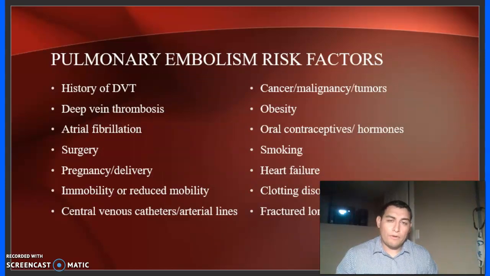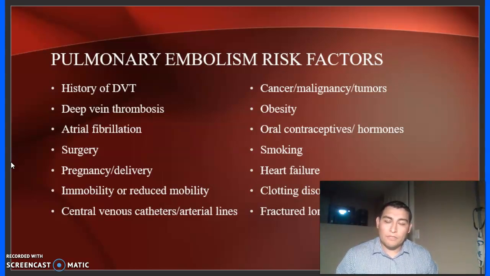So, with pulmonary embolisms, there are also quite a few risk factors involved. To begin, we have a history of DVT. Patients with a history of DVT are more at risk for having further emboli. In addition, if they currently have a deep vein thrombosis, it can further grow and also fall off and find its way into the venous system.